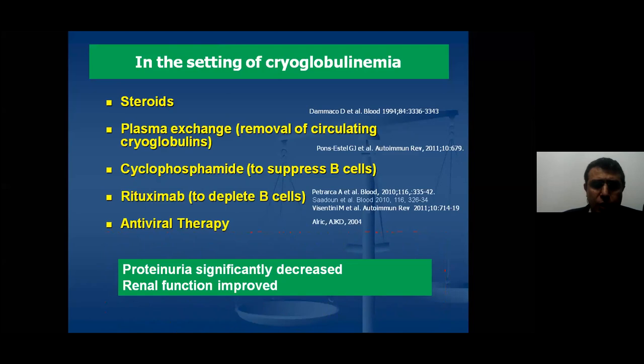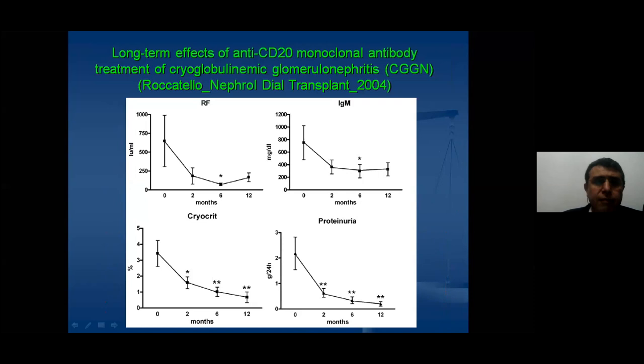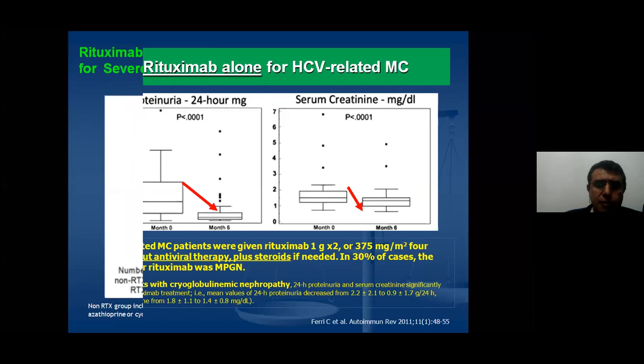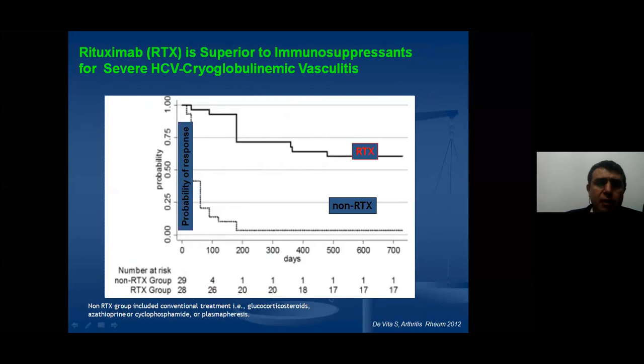So the best management, if you have aggressive disease such as cryoglobulinemic vasculitis, is rituximab, or anti-CD20. With its use, they have found reduction of the cryoglobulins, improvement of proteinuria, and stabilization of the kidney functions. Another study showed that rituximab, when used alone for HCV, significantly reduced proteinuria and stabilized and improved creatinine. When compared with others, rituximab regarding immunosuppressive therapy is the drug of choice, or superior, in severe cases of HCV cryoglobulinemic vasculitis.